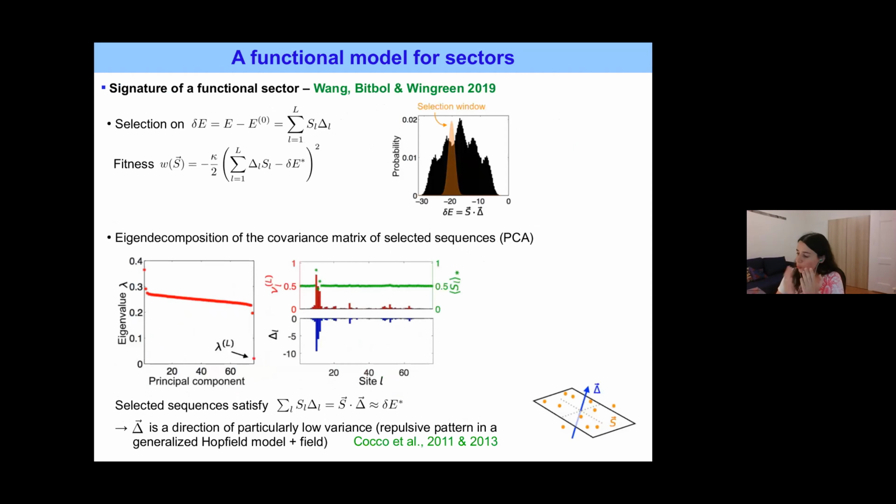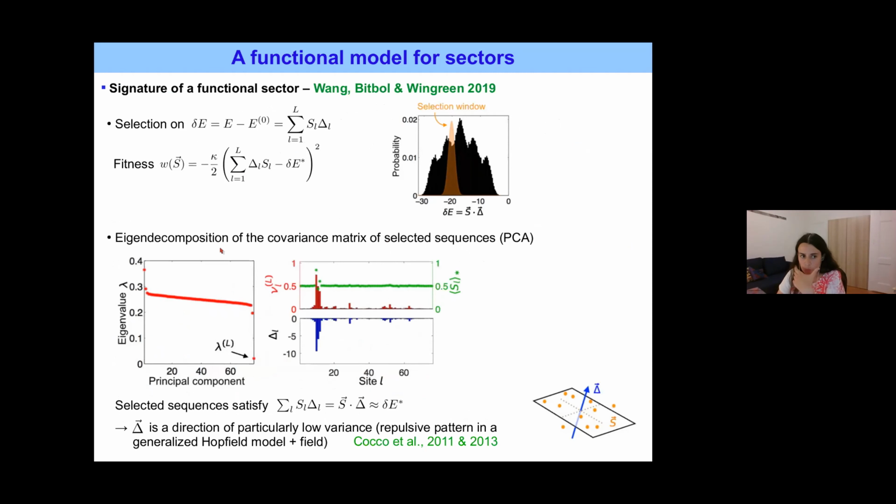And then we can perform selection on these linear traits, and we perform nonlinear selection, for instance, with this quadratic function. So here we have a histogram of the values of the traits for all types of random synthetic sequences. And we put a selection window around a preferred value of the trait that we assume is preferred by selection. And then we can analyze the resulting sequences that have gone through this selection.